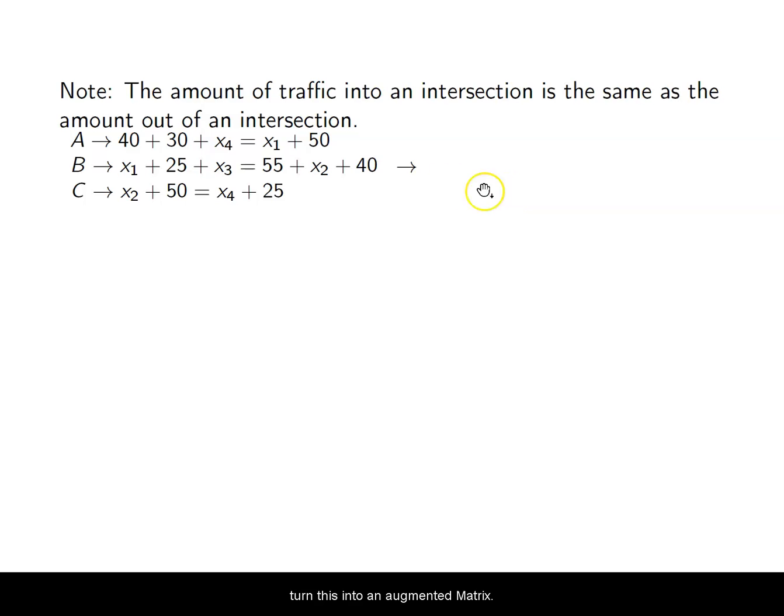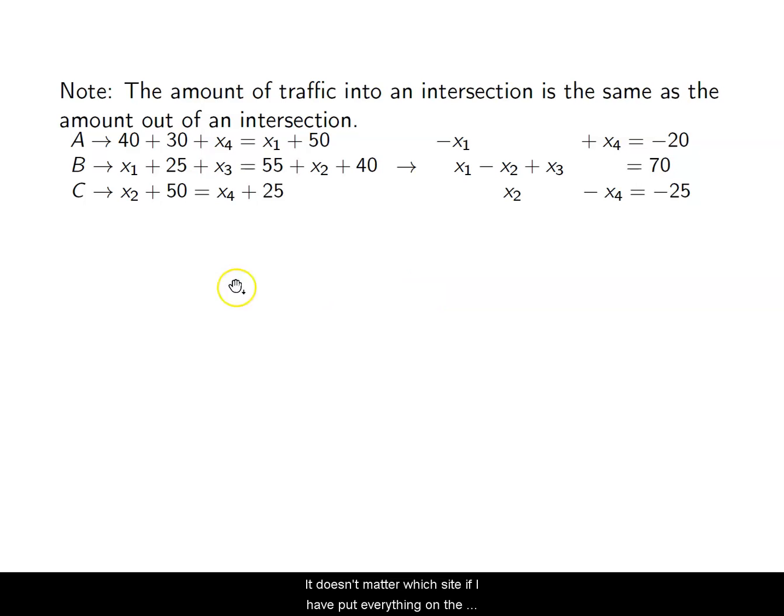Again, before we even turn this into an augmented matrix, we need to put all of our variables on one side and all of our values on the other side. So that gives me this equation as minus X1 plus X4. This and this adds up to negative 20. Now obviously I could reverse these things, so it's a positive 20 and these are negative. It doesn't matter, right? This one gives me X1 minus X2 plus X3 is 70. And same thing here. X2 minus X4 is negative 25.